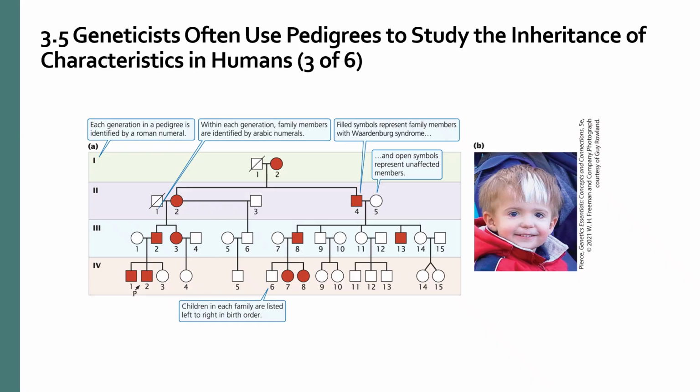So we're going to look at the different types of inheritance patterns. You may remember from Biology 101 that when you do pedigrees, you look at sex-linked and autosomal at the same time. Our textbook actually splits those up. So we're really going to focus on autosomal, but I am going to talk about how you recognize that they are autosomal.